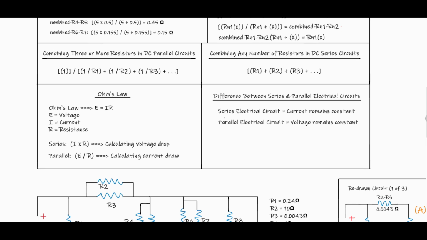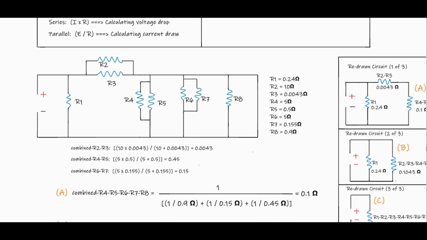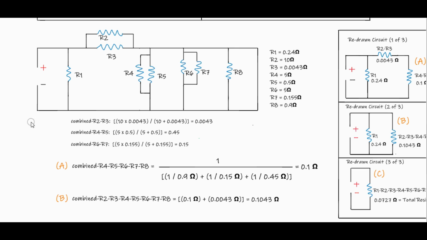circuits have constant current, whereas parallel circuits have constant voltage. So to get the total resistance of the entire circuit, we would draw a resistor diagram with the original resistor configurations stated, uncombined, and then select the R4, R5 combination, which is 0.45 ohms, R6, R7, 0.15 ohms, and then R8 is by itself, which is 0.9 ohms. So we simply combine these three parallel resistors, including the combined resistances.